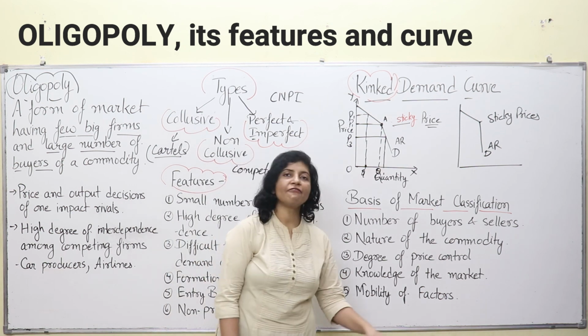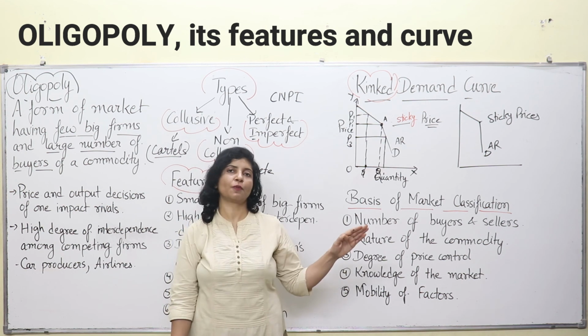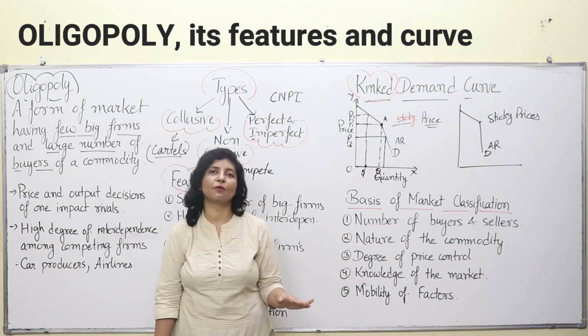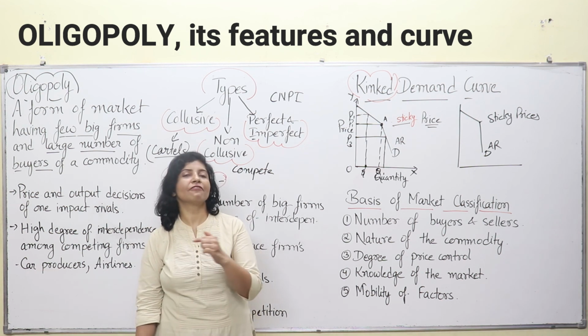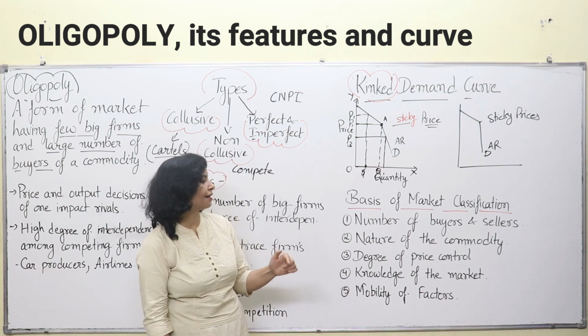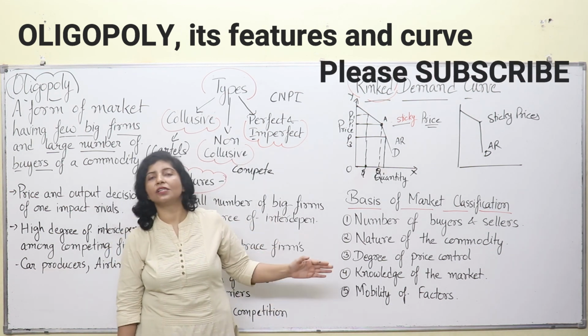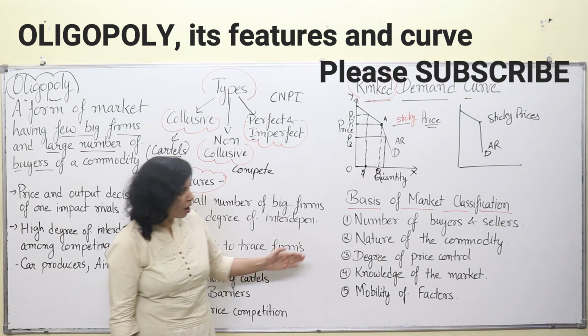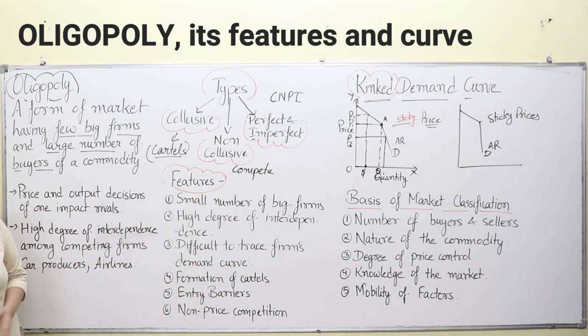Then, mobility of factors. In a perfectly competitive market, there is perfect mobility of factors of production, but in other markets there is no perfect mobility. That's why they have different prices, command different wages and salaries, and have transportation costs, and that's why prices of commodities manufactured by these firms are different. So that's all about these markets. We will discuss pricing and output decisions in perfect competition in our next video.